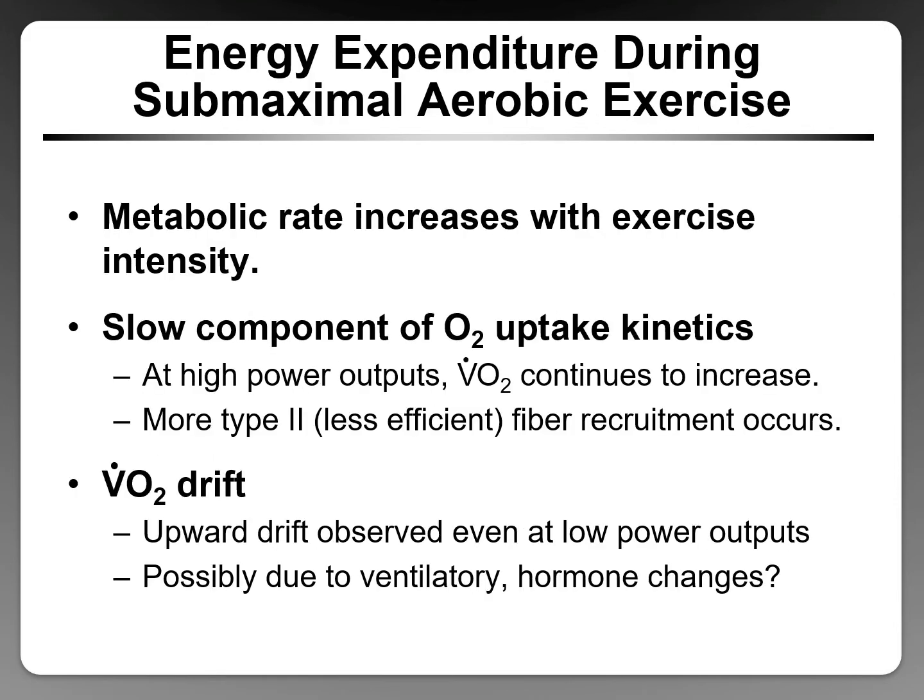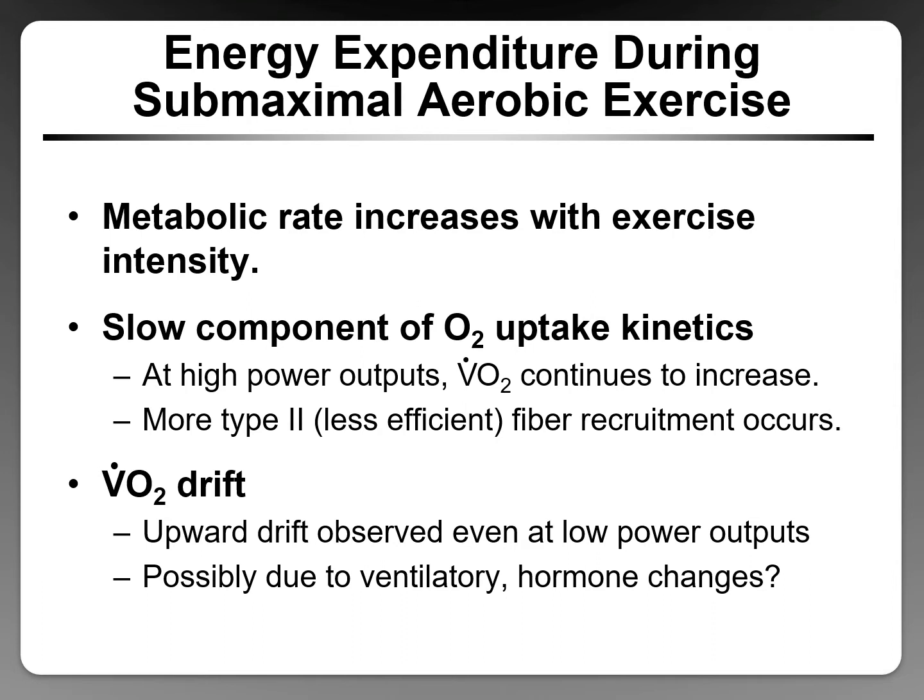So, switching gears again, going from rest to submaximal aerobic exercise. We know our metabolic rate will increase with exercise intensity. Why this works is we have the slow component of oxygen uptake kinetics. This means that at high power outputs, VO2 has to continue to increase to keep up. As I've increased my demand, I need to increase my oxygen consumption to keep up. This means that to get more energy usage, I have to bring in more type 2, which are much less efficient, muscle fibers. So this creates something called a VO2 drift.